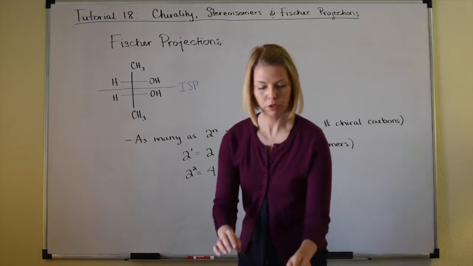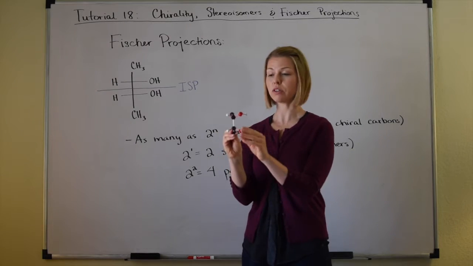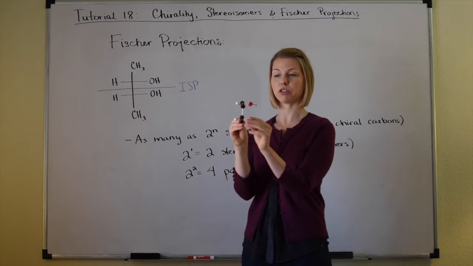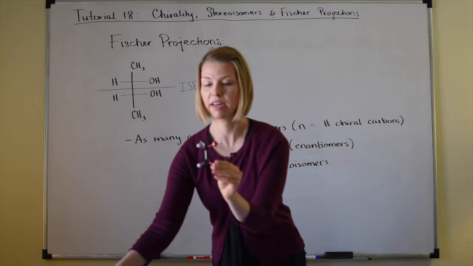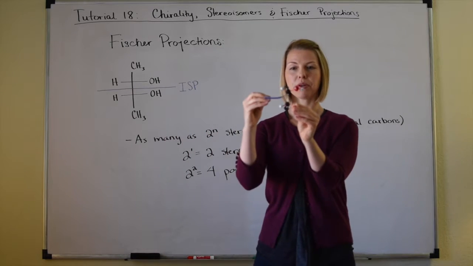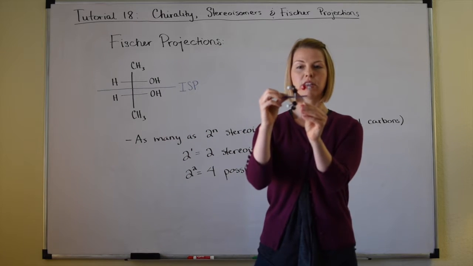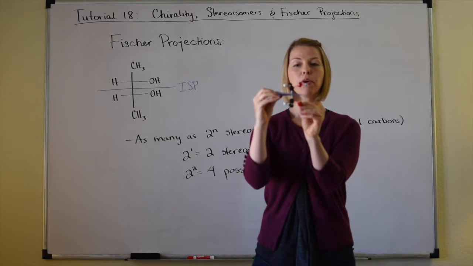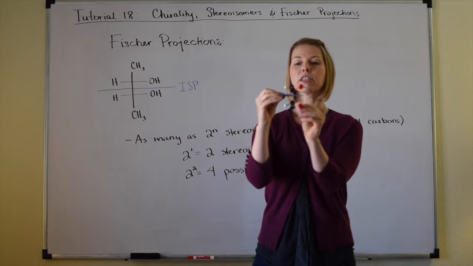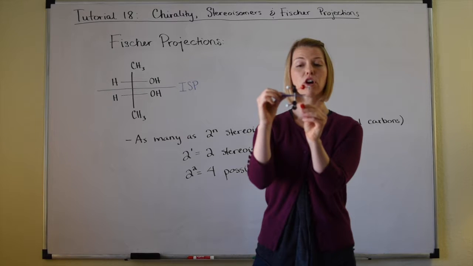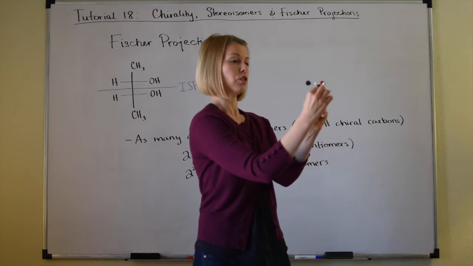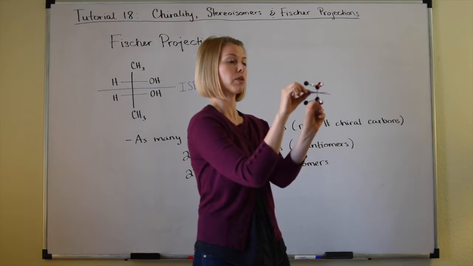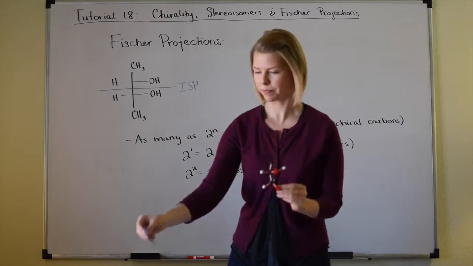So just to show you with the model, just to show you that internal symmetry plane, I'm going to go ahead and take my little piece of paper and put it right there. There's my internal symmetry plane. Notice that everything is reflecting perfectly. The top alcohol is reflecting with the bottom. The top hydrogen on the chiral carbon is reflecting with the bottom hydrogen off of the chiral carbon. And the 2 carbons of the backbone are reflecting as well.